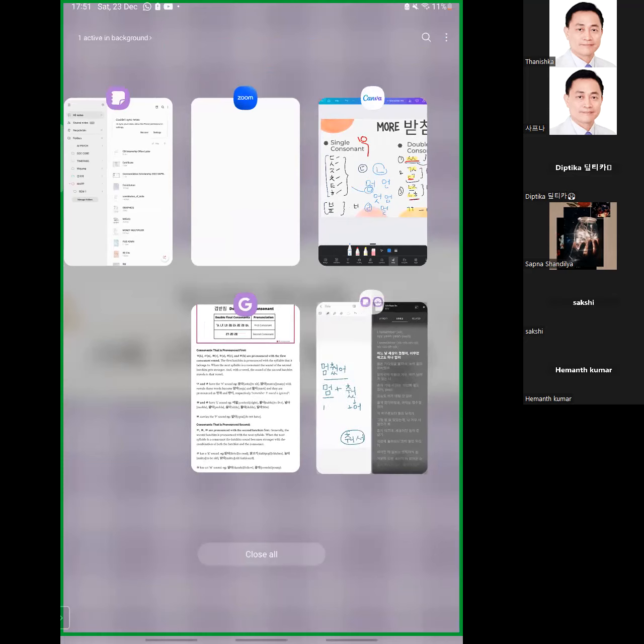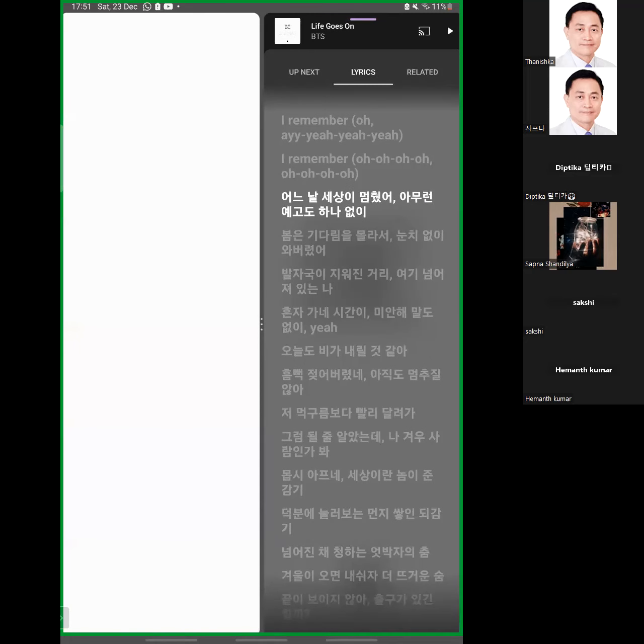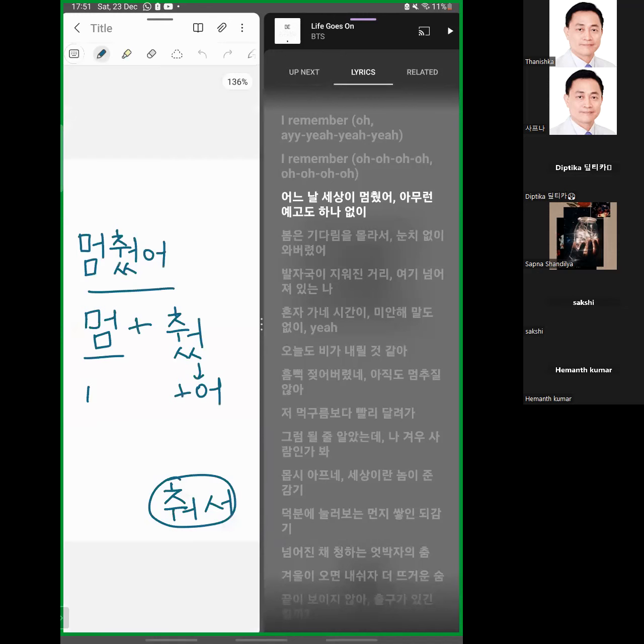Okay. Now going back to this. Okay, Tanishka, so now you try reading the whole line together. Yes, ma'am.